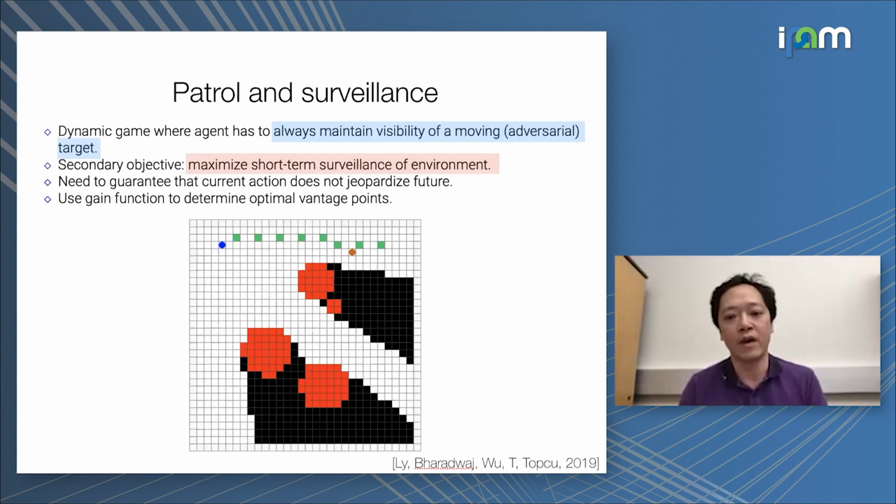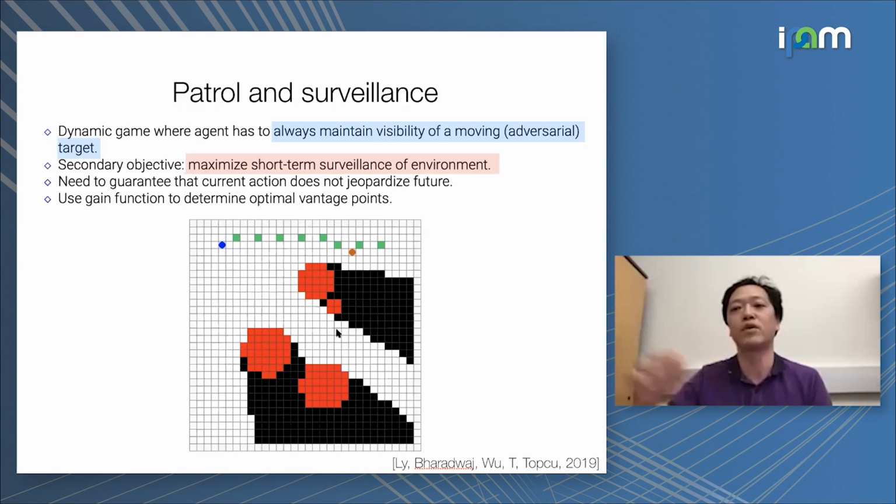problem that we have endeavored, which will not be discussed today too much, is this patrol and surveillance game. So you can think of a good guy and a bad guy, and the bad guy is moving and trying to hide away as in the previous game, but the good guy has a secondary objective. The good guy is actually patrolling the environment. So not only does the good guy have to always keep the bad guy under eyesight, under visibility, but it also has to maximize some short-term surveillance of the environment.